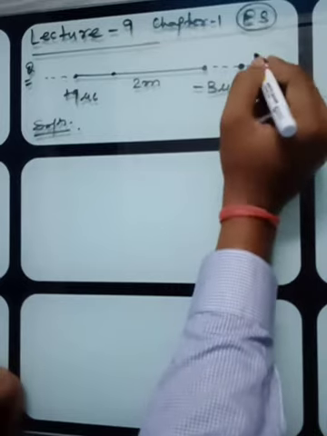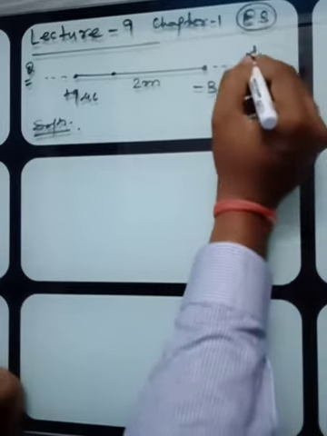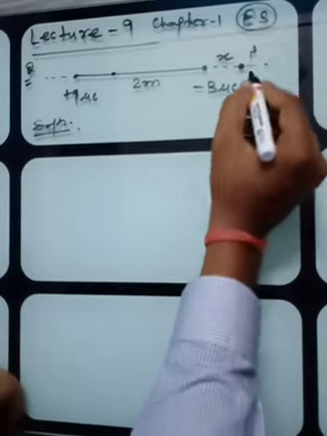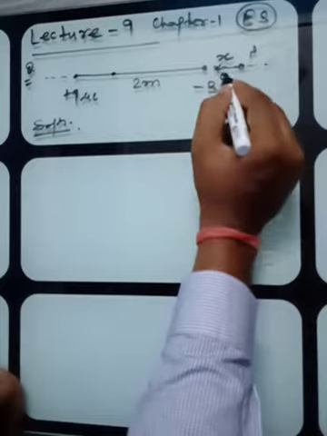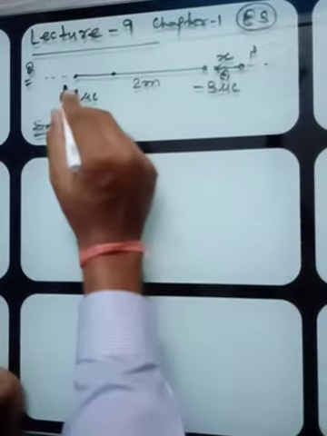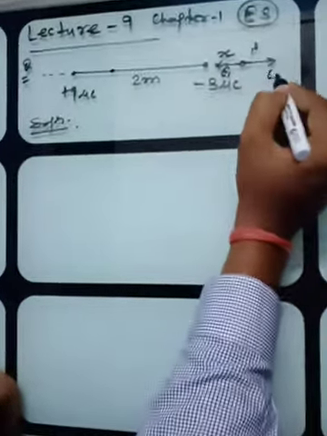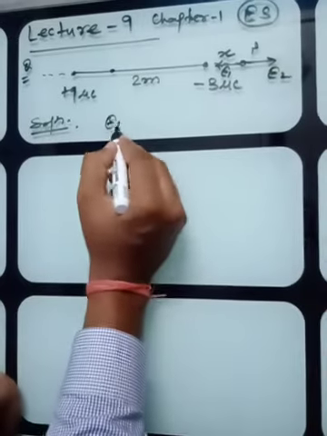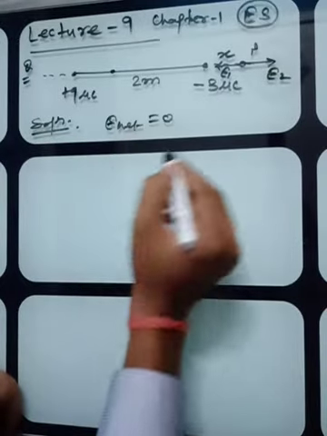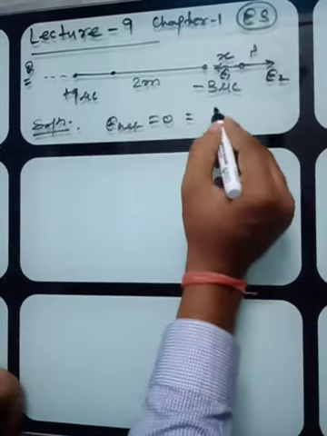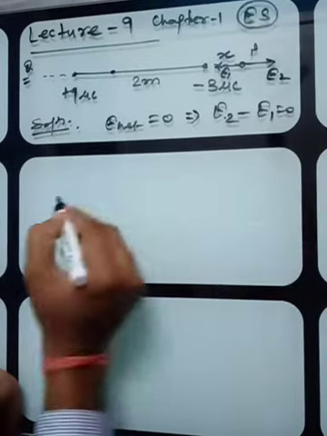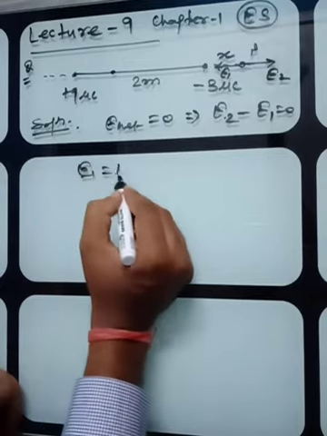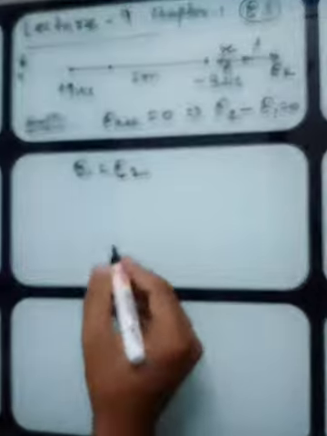At this point, suppose P, which is at distance x, the net electric field will be 0. Due to this negative charge the field will be in this direction, and due to this positive charge it will be away in this direction, and E net will be E2 minus E1. Of course, only if E1 equals E2 can we have the net electric field as 0.